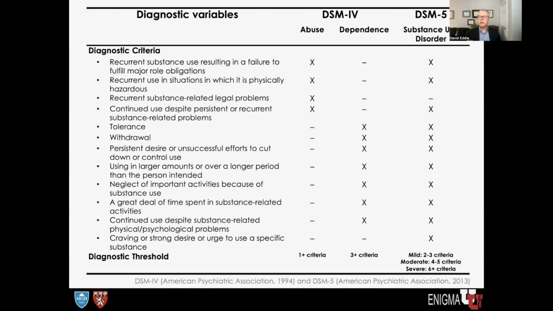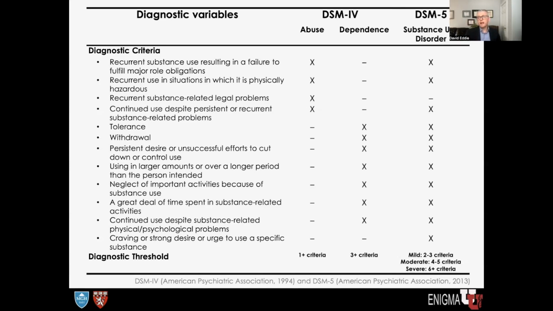So they wouldn't have a diagnosis, even though you would say qualitatively they're using substances in a more problematic way, or they're experiencing more problems as a result of their substance use than somebody who would say, be experiencing recurrent substance use resulting in failure to fulfill major role obligations, who would get an abuse diagnosis. So that was another problem.